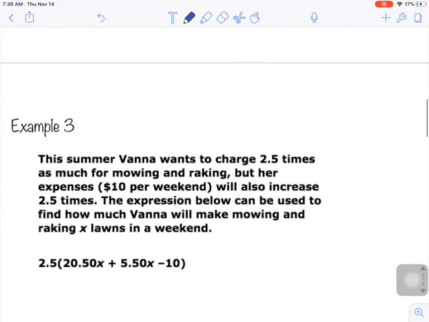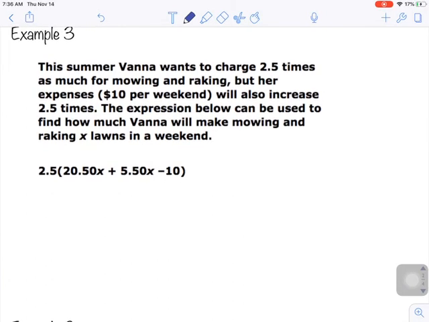All right, let's try one more. So this summer, Vanna wants to charge 2.5 times as much for mowing and raking, but her expenses, which are $10 per weekend, will also increase 2.5 times. The expression below can be used to find how much Vanna will make mowing and raking X amount of lawns in a weekend. So we have 2.5 times 20.50x, so $20.50 for X amount of lawns, plus $5.50 times X. We could say this is for mowing and this one's for raking maybe. And then minus $10. That was her expenses that we had to take out there.